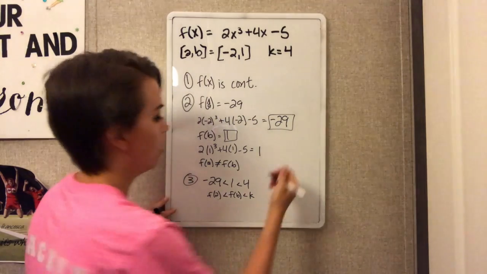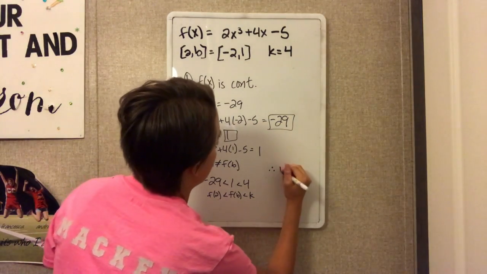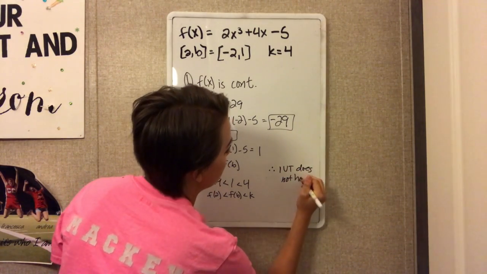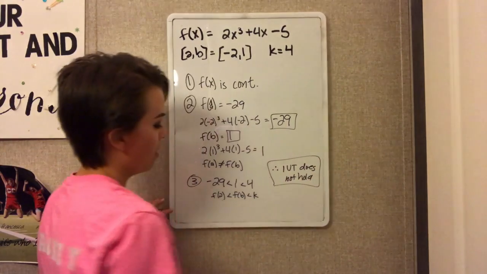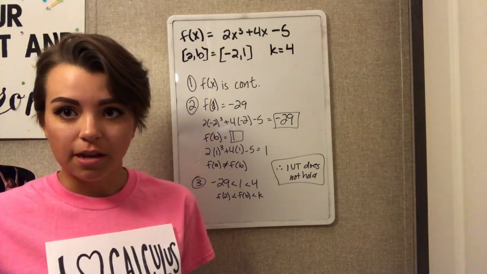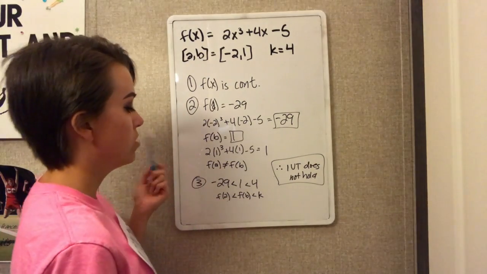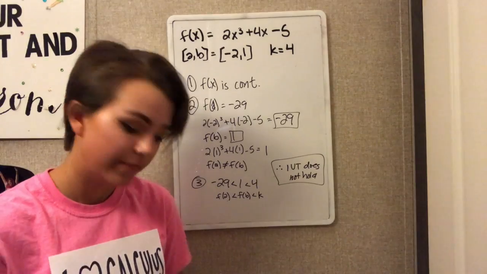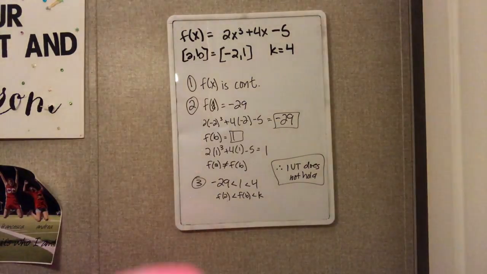So therefore, IVT does not hold because it didn't follow all 3 steps. It has to follow all 3 steps for IVT to work. So since it didn't follow the last one, it doesn't work. So I have an example of one where it does work and one where it doesn't. So now hopefully whenever you're able to do it on your own, you can see the difference.